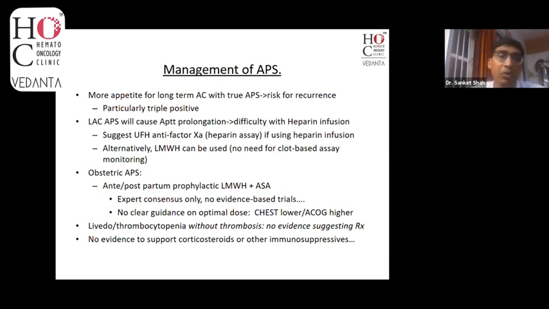APS, like lupus anticoagulant, will cause APTT prolongation, so it can cause difficulty with heparin infusion and management of its dose. So unfractionated heparin is more useful. If you are doing unfractionated heparin, then you should check the anti-factor 10 level. Alternatively, you can use low molecular weight heparin. If you have obstetric APS, give antepartum and postpartum prophylactic LMWH along with aspirin.